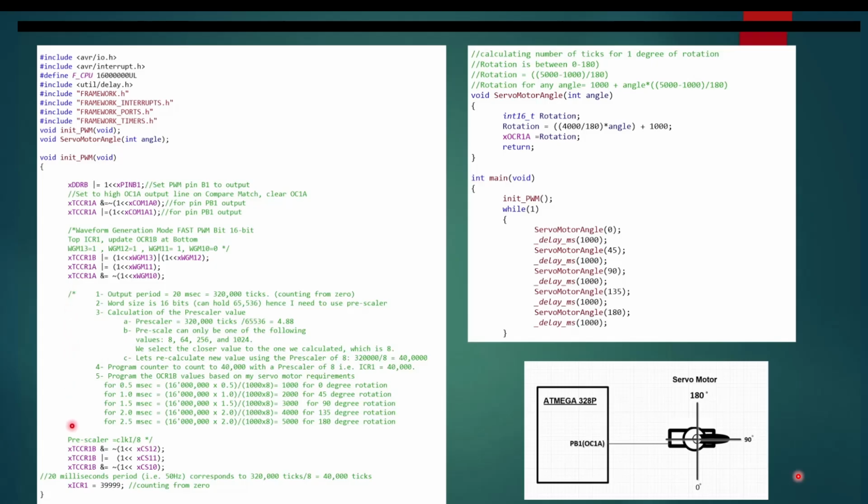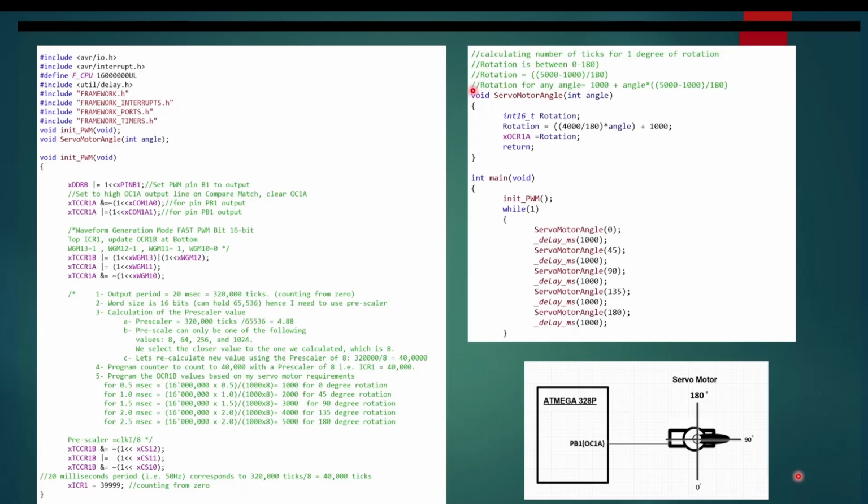Next, I'm showing here the calculations, which again I've already showed how to do this. And then we have these 3 lines of code, which what they do is they select the prescaler to 8. Finally, we have a parameter, the ICR1, which defines the period, which corresponds to a 50 Hertz signal. And we give the ICR1 the value of 39,999. We don't do 40,000 ticks because we start counting from 0.